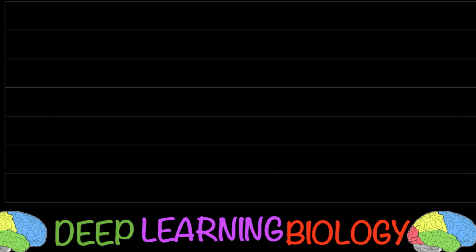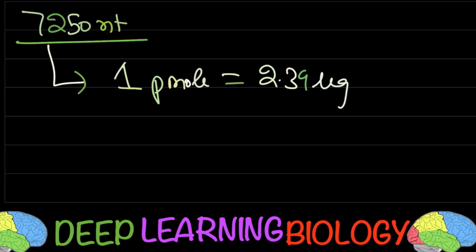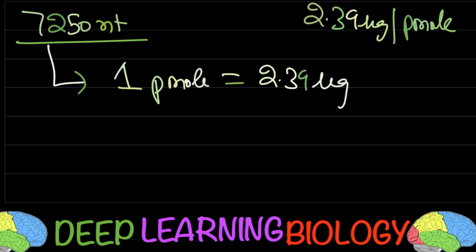Now here you are going to have a 7250 nucleotide single stranded DNA. 1 picomole of this is going to weigh 2.39 microgram. Try to see what your answer is: 2.39 microgram per picomole. So if you have a single stranded DNA of 7250 nucleotide length, 1 picomole of this is going to weigh 2.39 microgram.